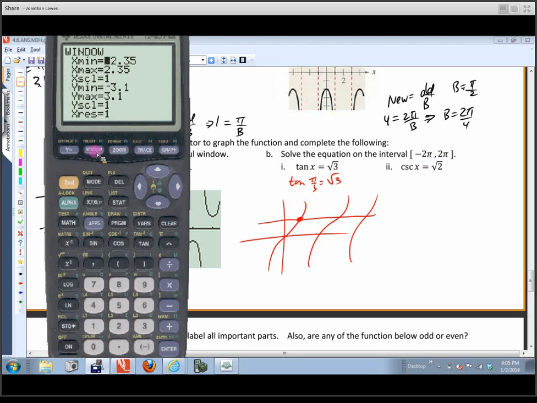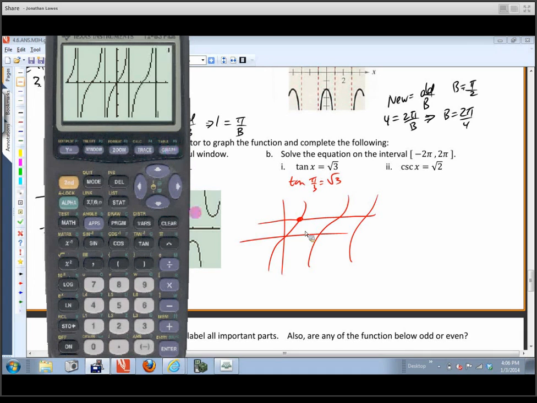So let's go to the window and let's go from negative 2 pi. I better make sure I'm slowing down and saying these right. So this is negative 2 pi and then to positive 2 pi. And because this is about 1.7, I'm pretty satisfied that that's going to give us a pretty good viewing window. So once I've got my x min at negative 6.28 and the x max at 6.28, negative 2 pi to 2 pi, I'm going to go ahead and hit graph.